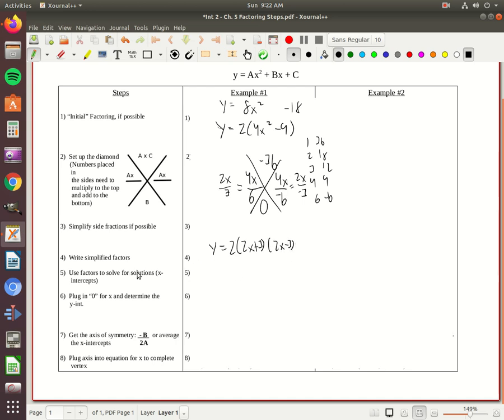So we can use our factors to solve for the solution. So 2x plus 3 is equal to 0. 2x minus 3 is equal to 0. So I'll subtract 3 from each side. So my x is going to be negative 3/2 here. And hopefully we're okay with the idea that it will be positive 3/2 here. So there we go. I have my x-intercepts.